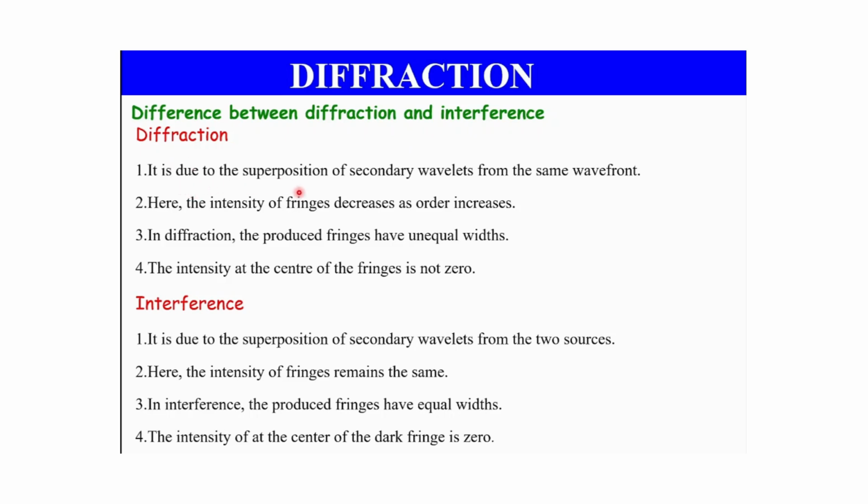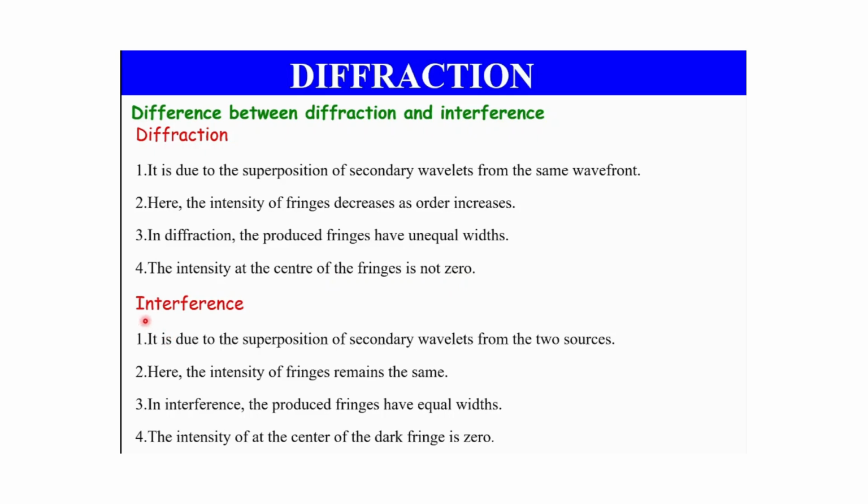It is due to the superposition of secondary wavelets from the same wavefront. Now, due to the diffraction pattern, we will observe fringes. If we observe the intensity of the fringes, the fringe intensity decreases as the order increases. Then in the case of the diffraction phenomenon, the produced fringes have unequal widths. The last one in the case of diffraction is that the intensity at the center of the dark fringes is not zero.